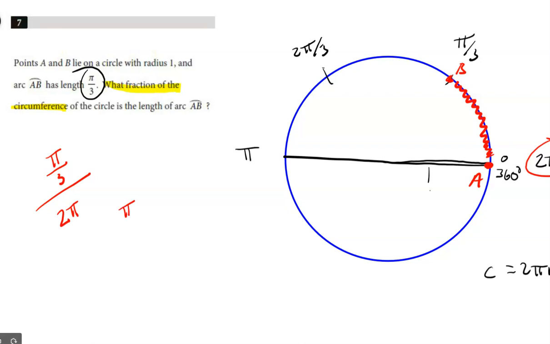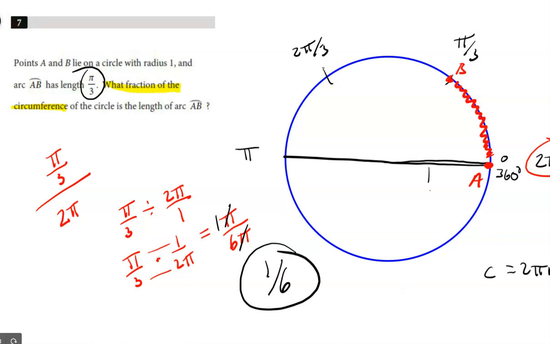And if I divide that out, pi over 3 divided by 2 pi over 1, keep, change, flip. And when you multiply fractions, you can just go straight across. So that's pi. 3 times 2 pi is 6 pi. And if we cancel out our pi's, put a 1 to hold its place, it looks like 1/6. And you can see that, if I keep on breaking this circle up, that red portion is actually 1/6 of the full circumference.